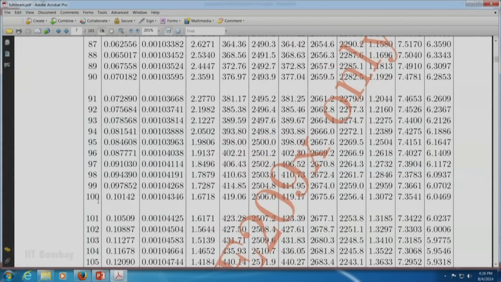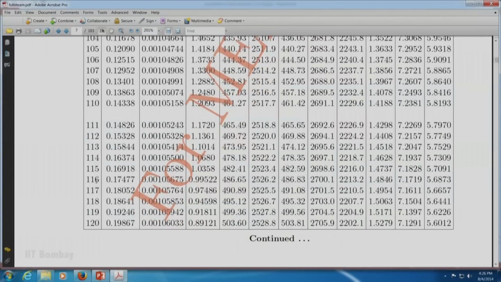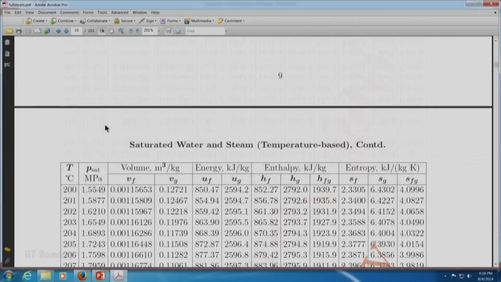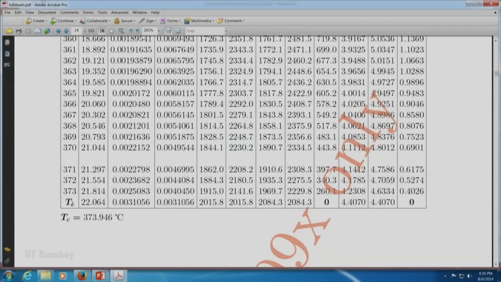You can see here at 100 degrees centigrade, the Psat T is 0.10142, 0.1 MPa. I can go down, the temperature increments are still 1 degree centigrade, and you can see here the last value is Tc, which is the critical temperature, 373.946, and corresponding to that you have got a critical pressure, which is Psat T at this temperature, 22.064 MPa, and the increment is still 1 degree centigrade throughout.